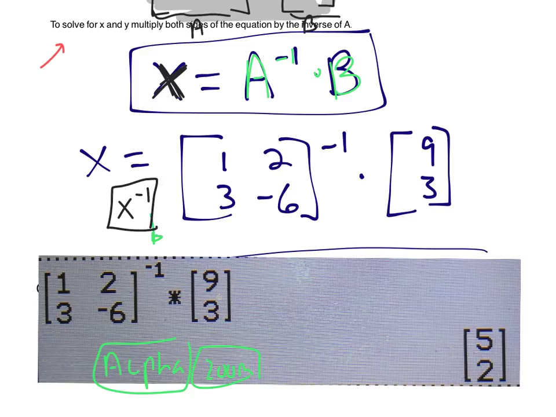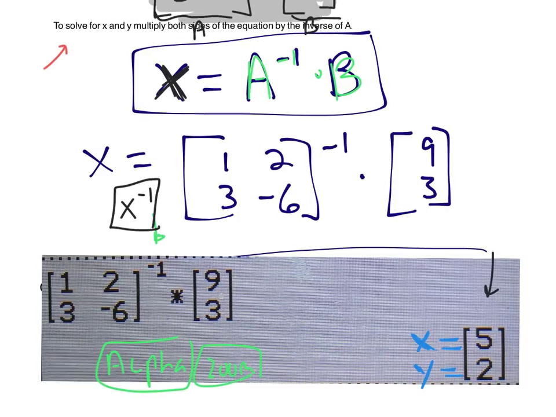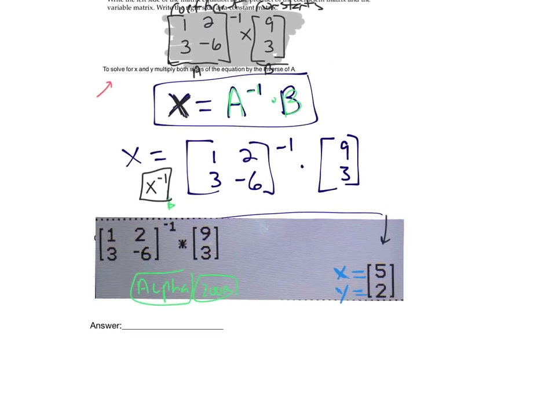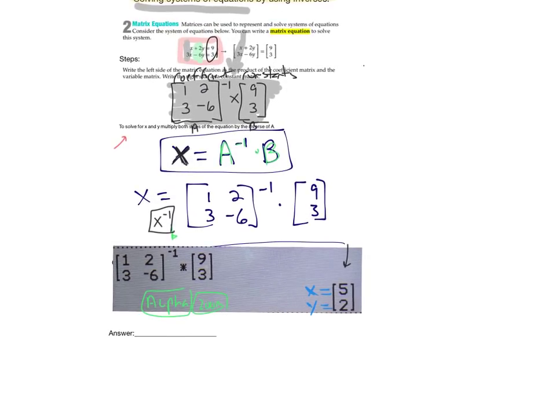So you take the inverse of the coefficients times the constants, and you're left with this 2 by 1 matrix as your answer. It turns out that x is going to be equal to 5, and y is going to be equal to 2. If I take those two equations and plug in x is 5 and y is 2, they'll check.